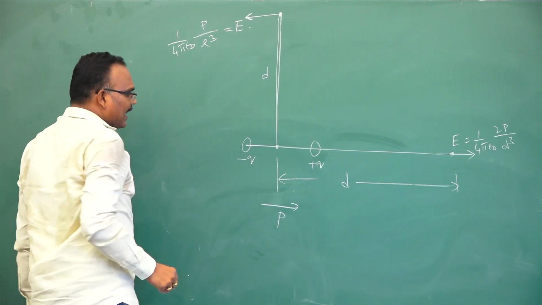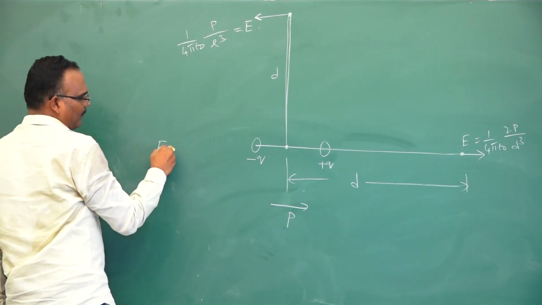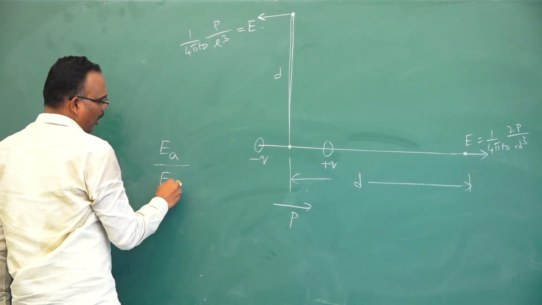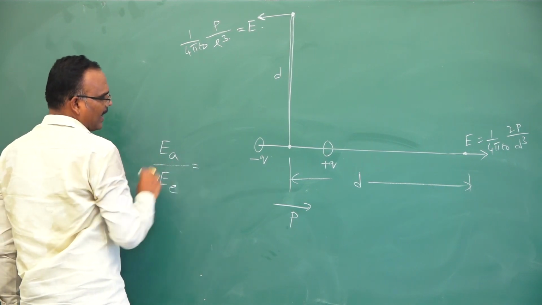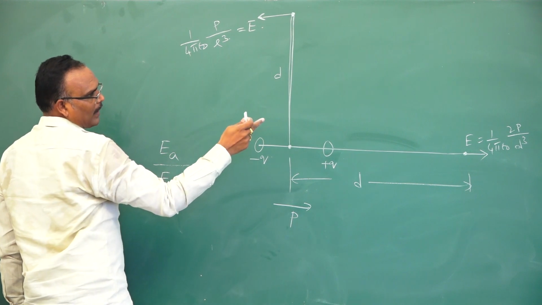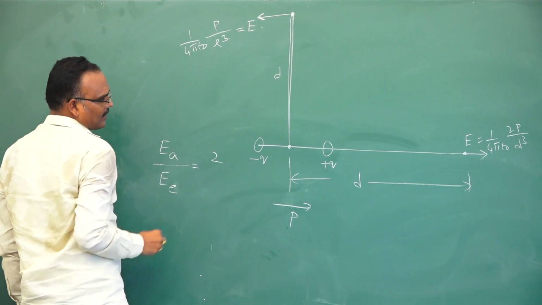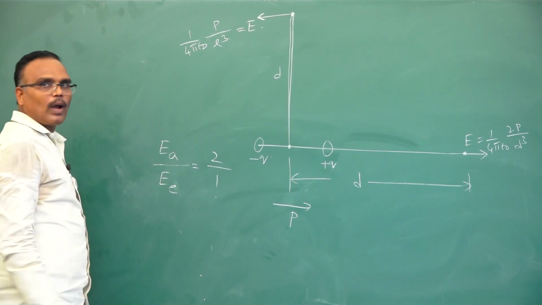So if you want to calculate the ratio of electric field along the axial line to electric field along the equatorial line, 1 by 4 pi epsilon naught p by d cube gets cancelled out. Axial line is 2, equatorial line is 1, so the ratio is 2:1.